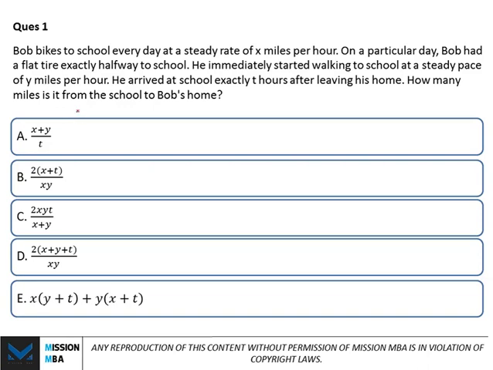How? Let us observe. So the question says, Bob bikes to school every day at a steady rate of X miles per hour. On a particular day, Bob had a flat tire exactly halfway to school. He immediately started walking to school at a steady pace of Y miles per hour. He arrived at school exactly 3 hours after leaving his home. How many miles is it from the school to Bob's home?